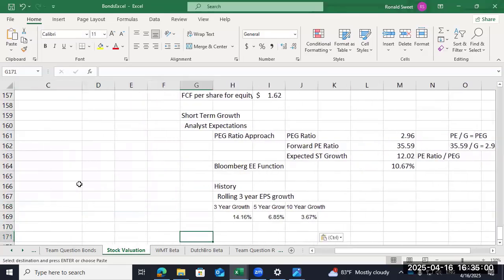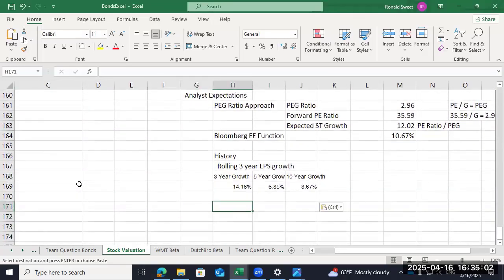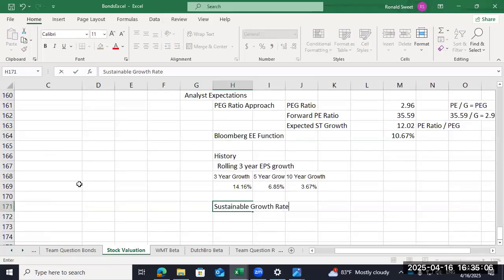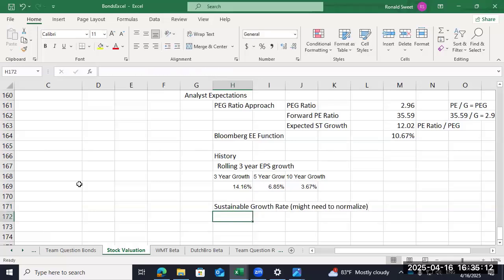And then the last one is what you probably were taught in 3013, which is the sustainable growth rate. And again, you might need to normalize. So sustainable growth says, how fast can a firm grow without having to issue equity or borrow money? How fast can they grow on their own? And it's a real simple formula. It's just return on equity times 1 minus the payout rate.